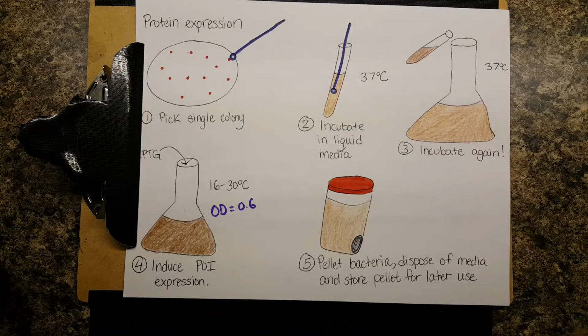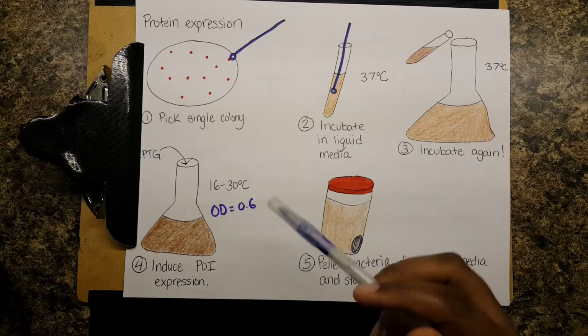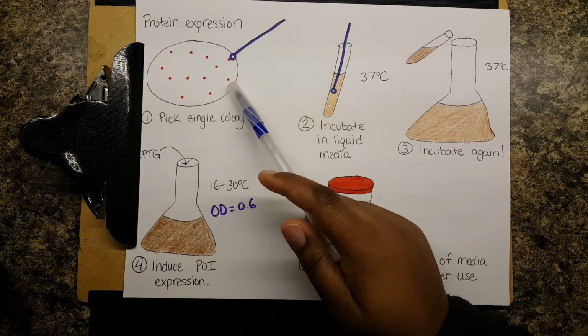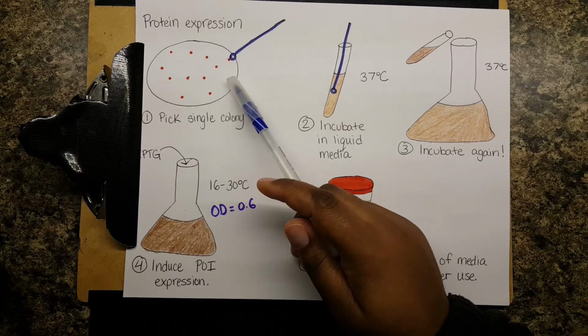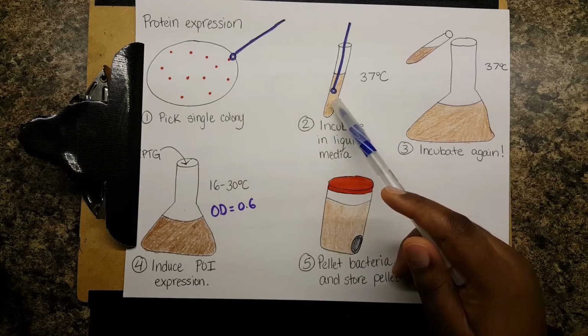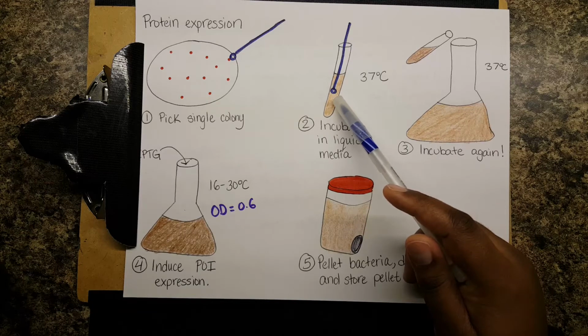This may look a little bit familiar if you watch the protein expression video. So you have bacteria that have been transformed. They have a plasmid that contains your gene that will encode your protein of interest. You pick a colony from your plate, inoculate a small amount of media, and grow it overnight.